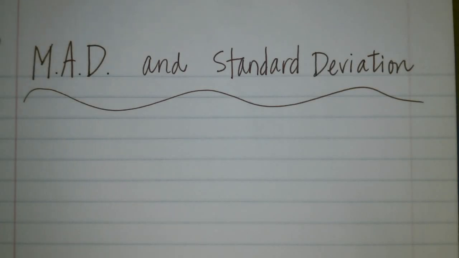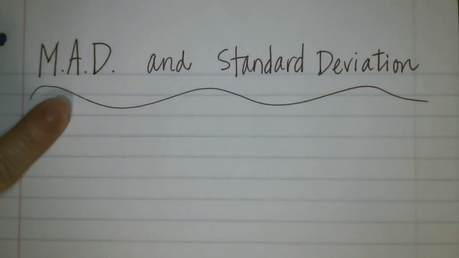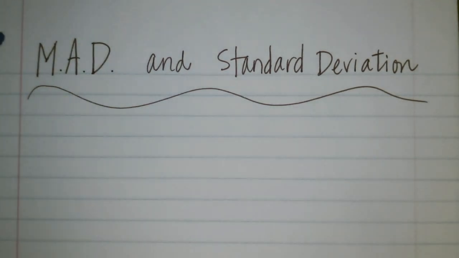Okay, so we're going to continue in our data unit, and today we're going to look at two other measurements that are very similar, but there are slight differences that we'll go through. So these are two types of deviations. This one stands for mean absolute deviation, and this is standard deviation. So we are talking about measures of variability. So how much does the data vary?